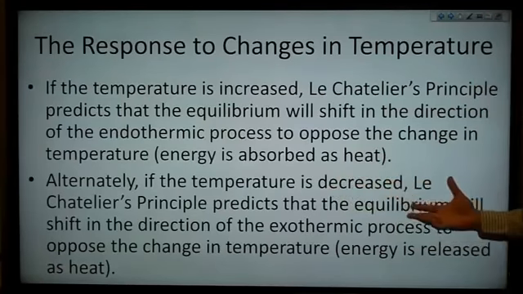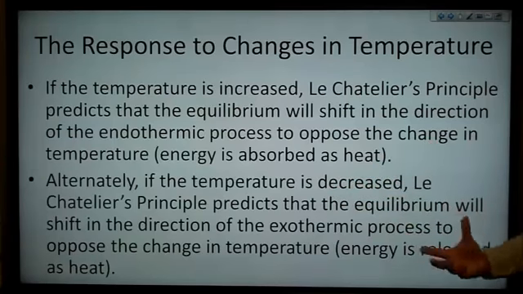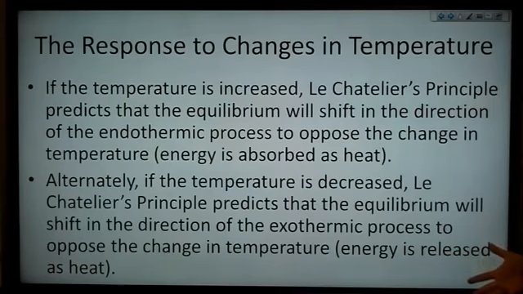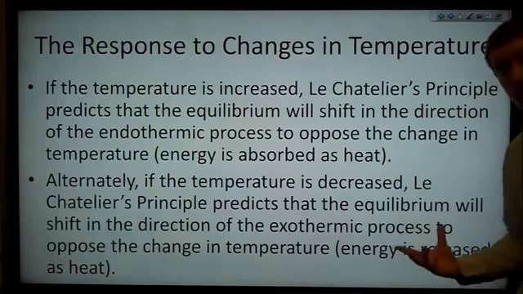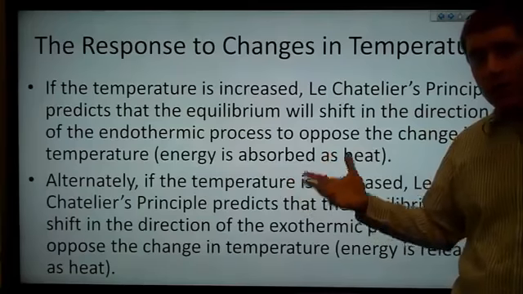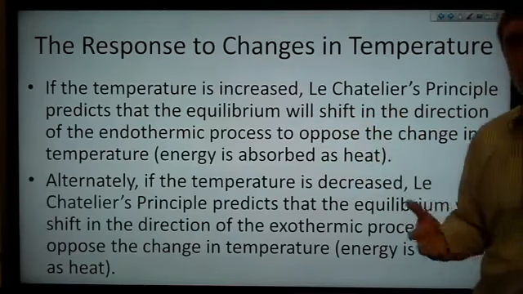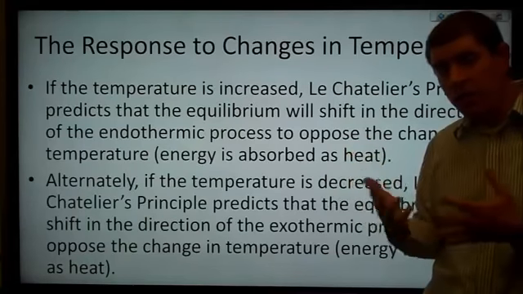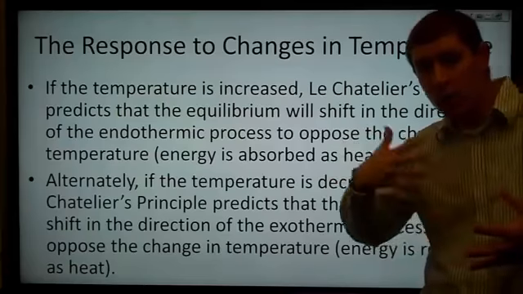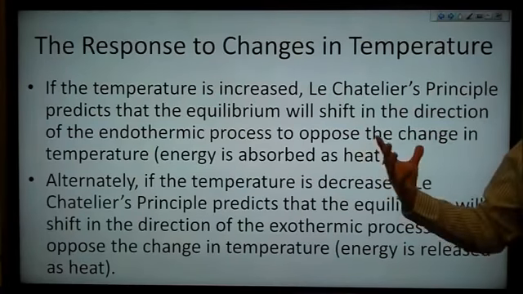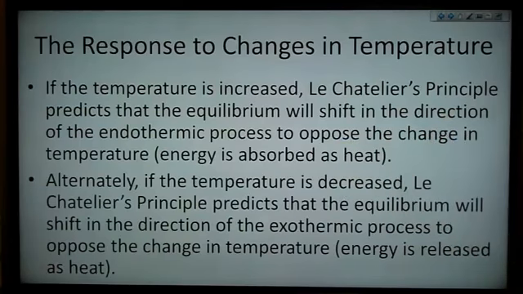On the other hand, if the temperature decreases, Le Chatelier's principle predicts that the equilibrium will shift in the direction of the exothermic process to produce a little bit more heat and oppose our change in temperature. So again, in the exothermic process, energy is released as heat. Remember that the temperature is still going to change. If we're raising the temperature, it will still rise, even though only a portion of that heat is going into our reaction. We aren't able to use all of that extra heat that was added in the reaction.